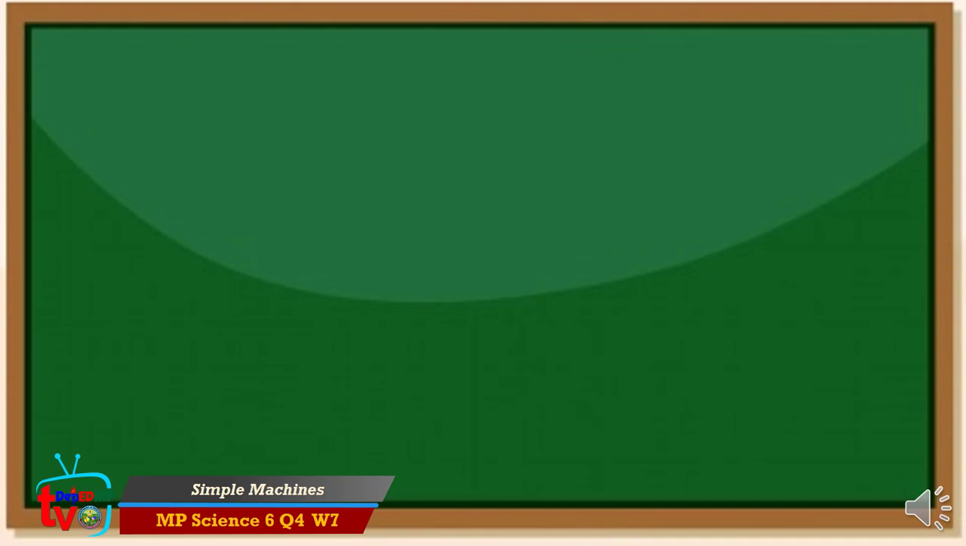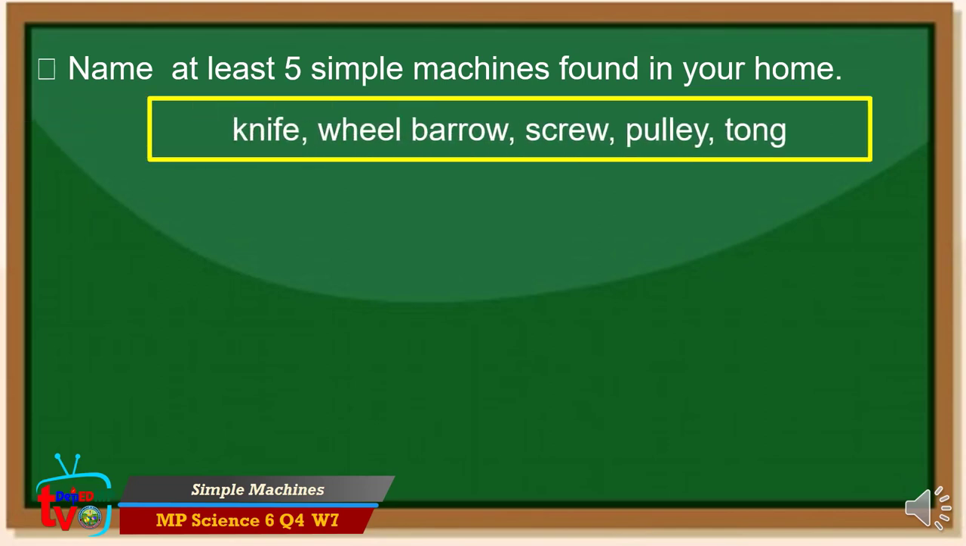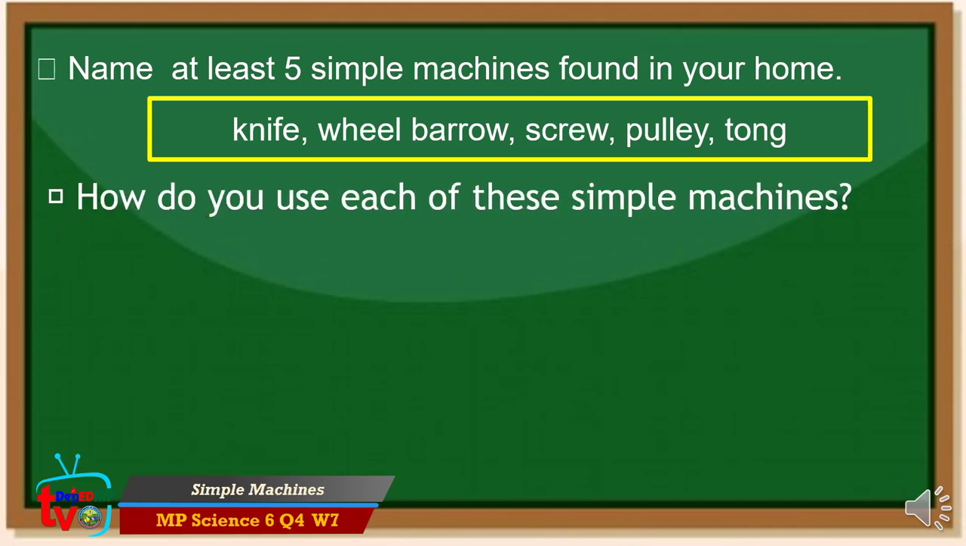Name at least 5 simple machines found in your home. Here are the answers: knife, wheelbarrow, screw, pulley, tongs. How do you use each of these simple machines?